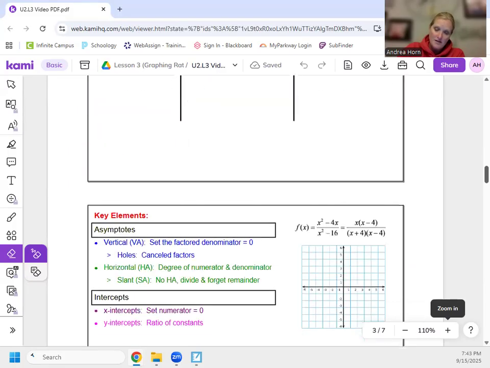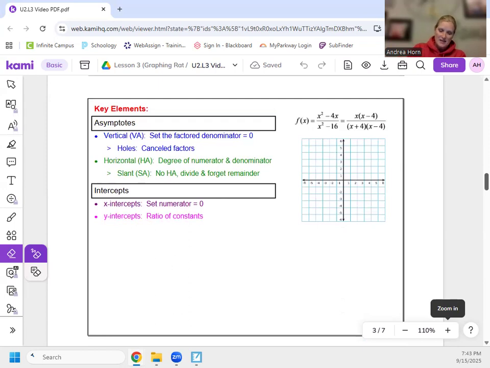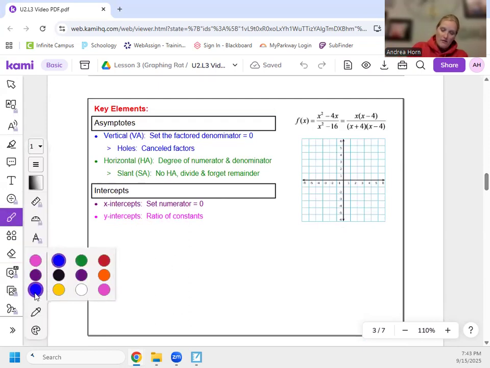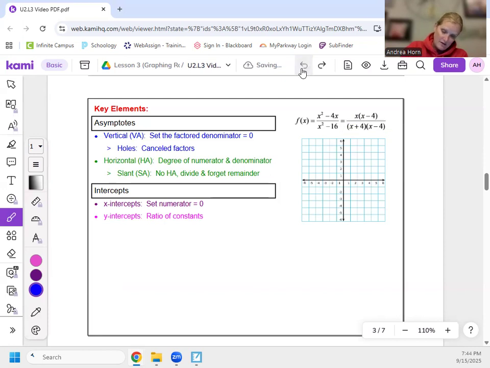Let's do a quick review and then add x-intercepts and y-intercepts. If you remember, for our vertical asymptote, we set the factored denominator equal to zero. Over here on the right, I have a rational function in full form, and then I have it factored. x squared minus 4x factors into x and x minus 4. x squared minus 16 factors into x plus 4 and x minus 4. Before we do anything else, we notice we have something we can cancel: the x minus 4s.